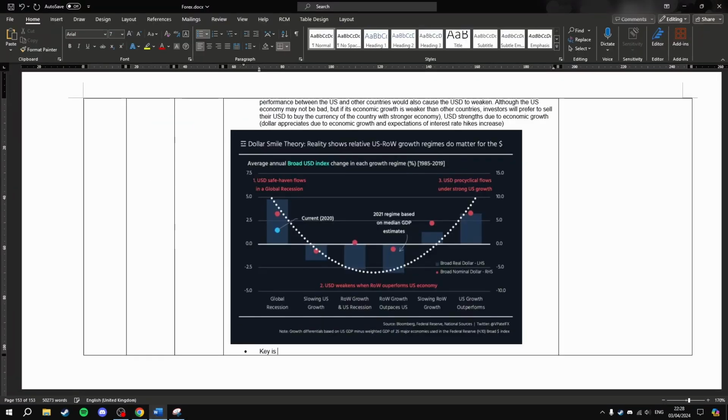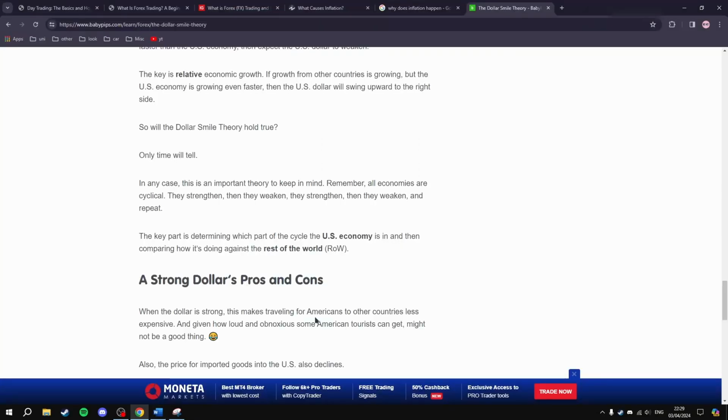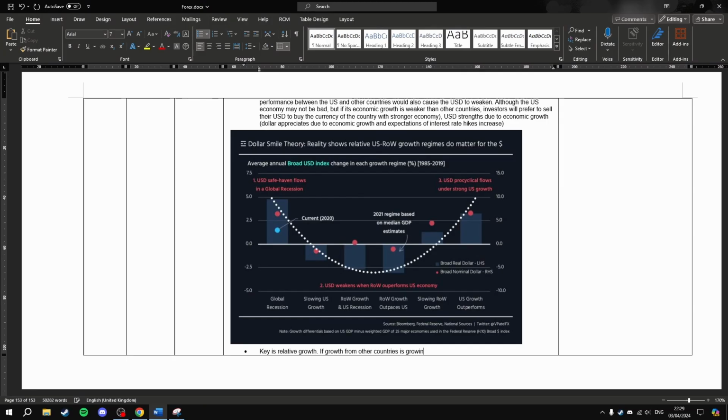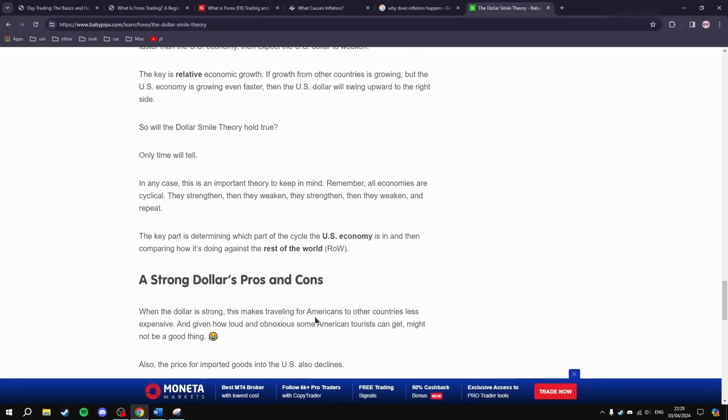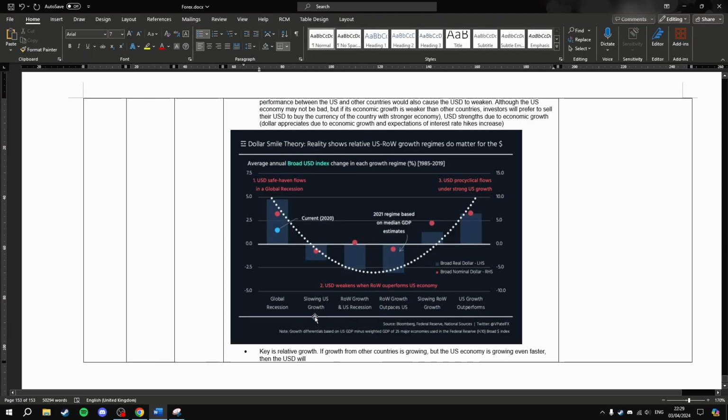So the key is relative growth. If growth from other countries is growing, okay, but the US economy is growing even faster, then the USD will appreciate.